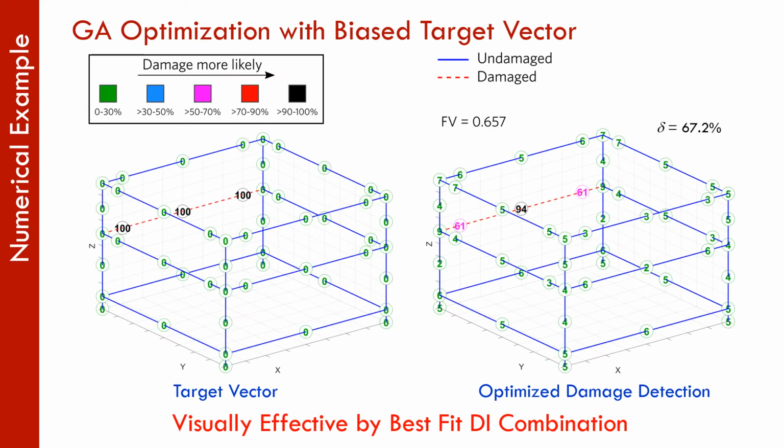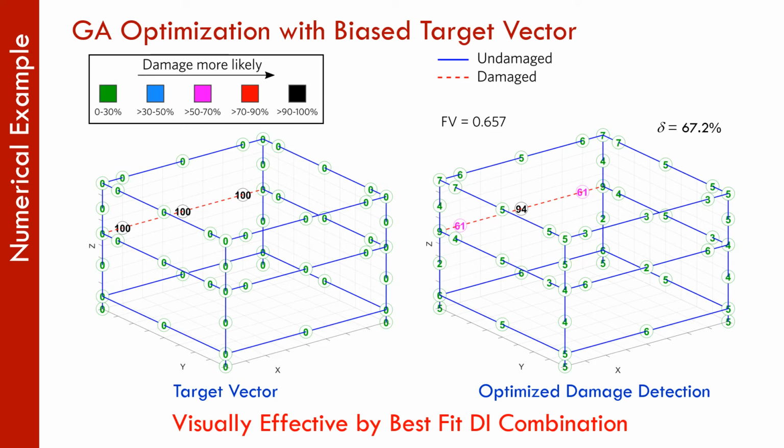The result with a biased target vector, the target vector on the left shows that the bias was we knew where the damage was. That means the visual inspection gave us identifiers on that beam. The end result is the optimized damage detection shows in the middle of that structure is a 94% reading and 61% on either edge. And if you notice all the other structures in green, which is a lower percentage, less than 7% is our noise.